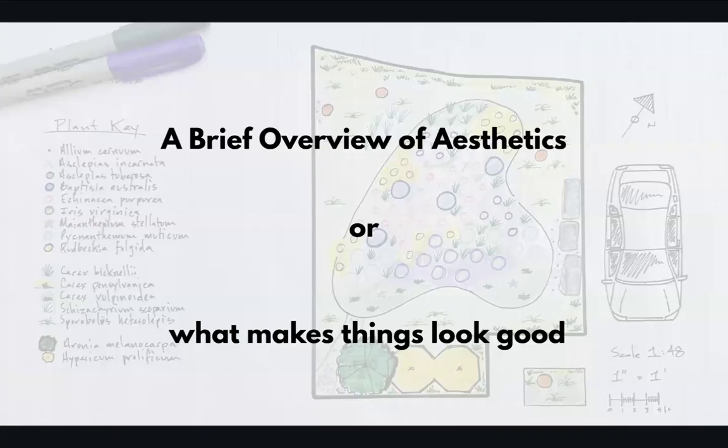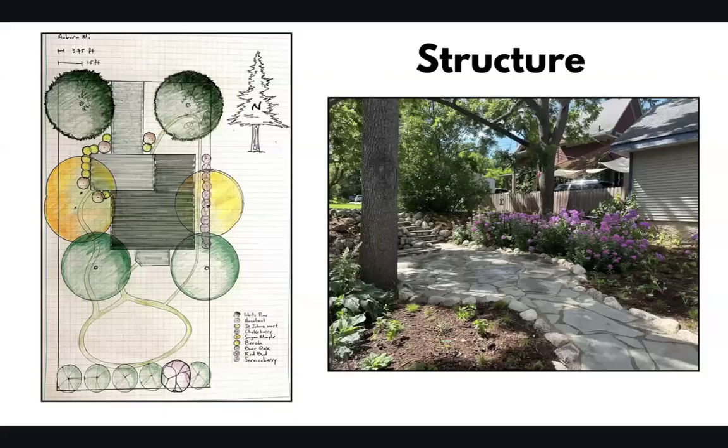So we're going to have a brief overview of aesthetics, or what makes things look good. The first thing that makes anything look good is structure. And this just refers to the underlying framework of a garden. It's the bones that remain visible, even in the wintertime.